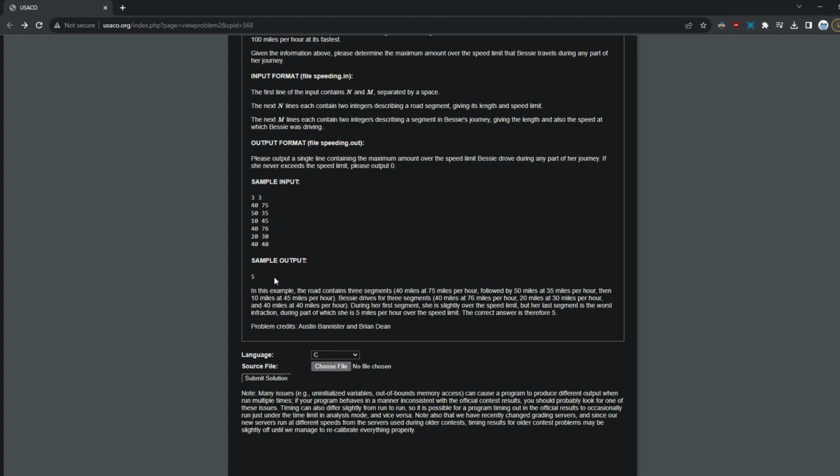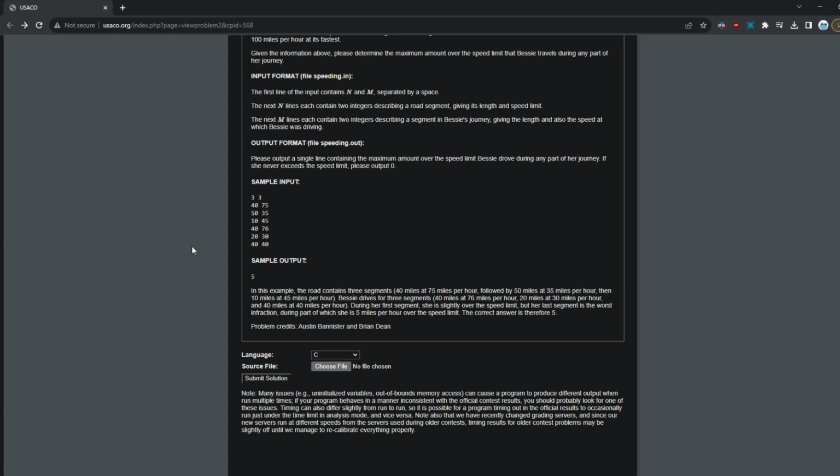What this is saying is that in the first 40 miles, Bessie goes a little bit over the speed limit, because the speed limit is 75 and Bessie goes 76. The next 50 miles, the speed limit is 35. Up until this point, Bessie is at 60 miles, so we're still not past this yet. So we go on to the next one and she's driving at 40 miles per hour, which is 5 miles over the speed limit here, hence why the answer is 5. This might have been a little confusing.